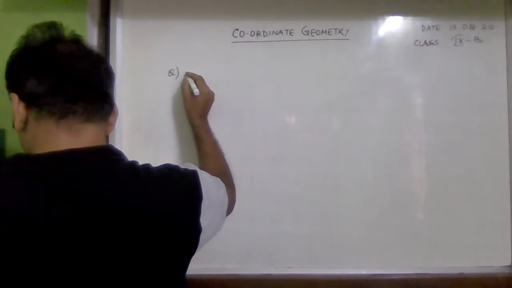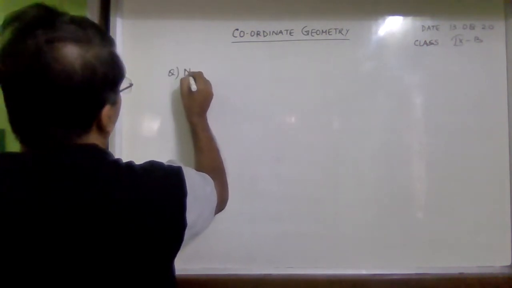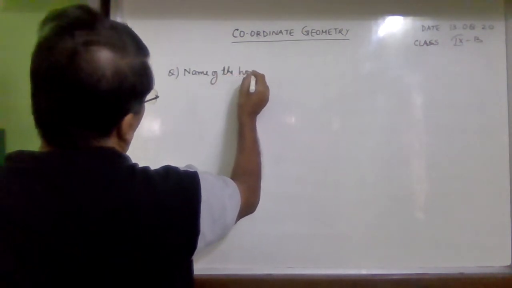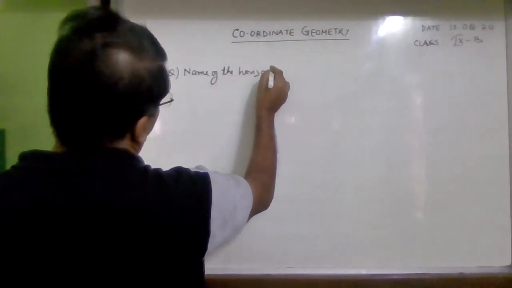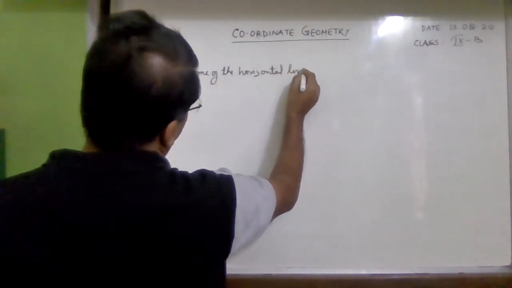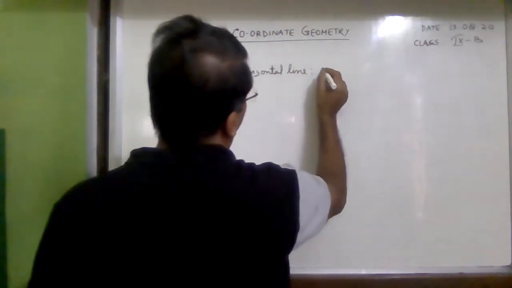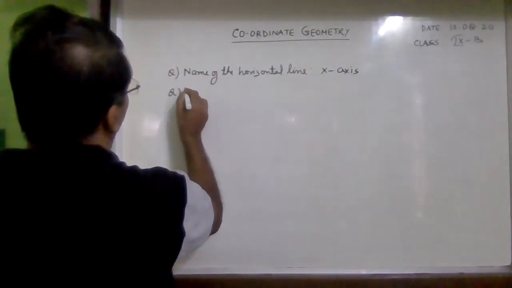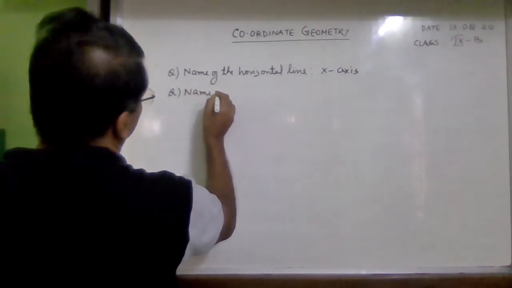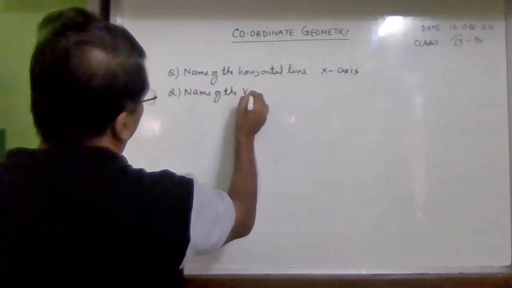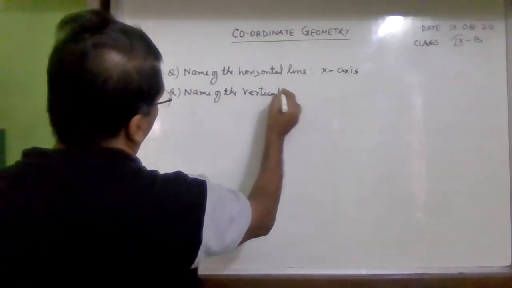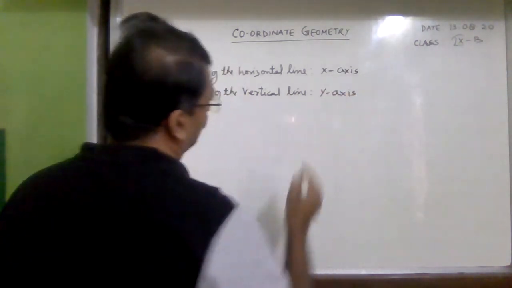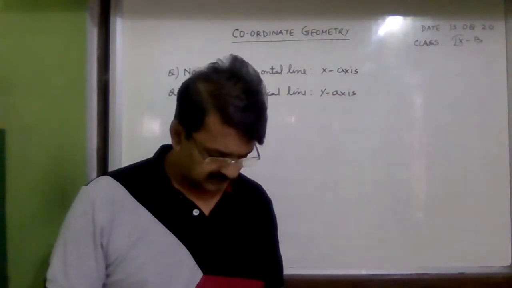Question. Name of the horizontal line. All of you know it is the x-axis. Name of the vertical line. It is called the y-axis. Okay.